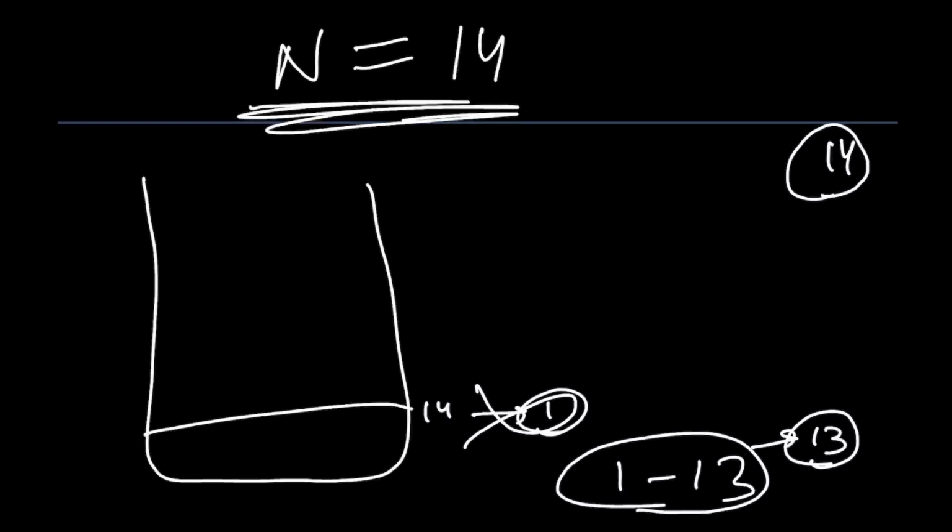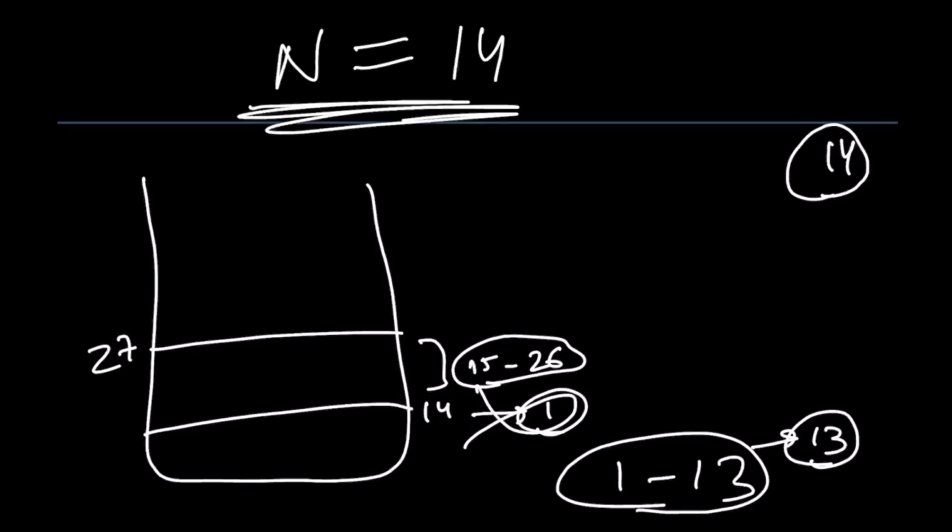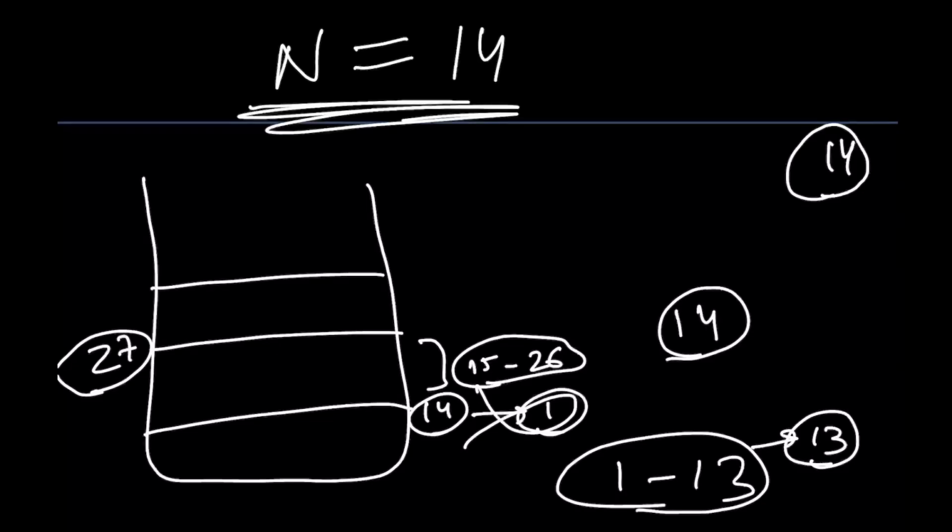If it does not break on 14, I add 13 to this, and I go to floor 27. And if it breaks on 27, then in between, the values 15 to 26 are 12 values, and one for 14 and a second for 27. That's 2 plus 12, again 14. If it doesn't break on 27, I add 12 to it, I go to 39. Then I add 11 to it, I go to 50.